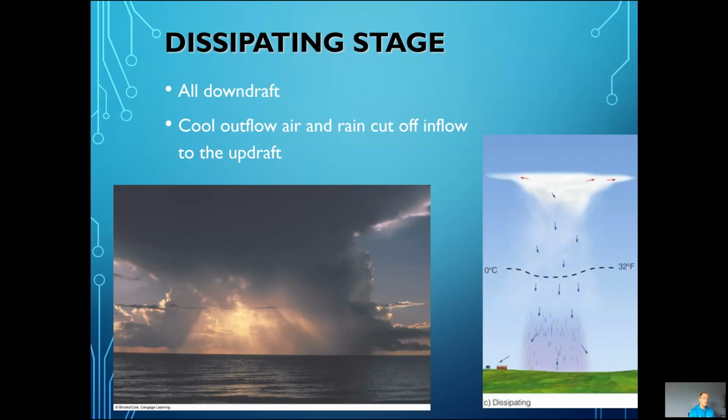And so shear is going to become the interesting ingredient as we move forward in class on Monday and Wednesday to help us delineate between these single cell storms, which very rarely are going to result in any type of severe weather, to the multicells, which sometimes will, sometimes won't, to the supercells, which are the common producers of severe weather.